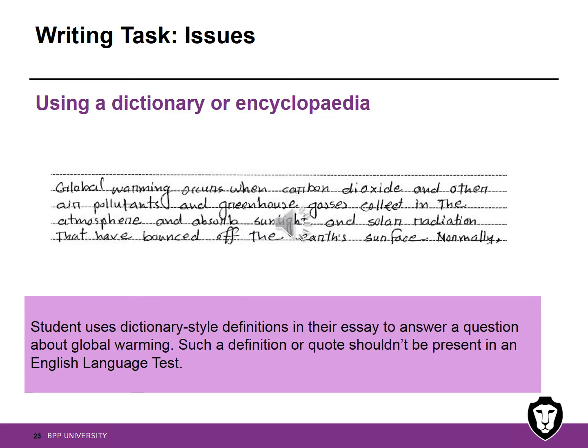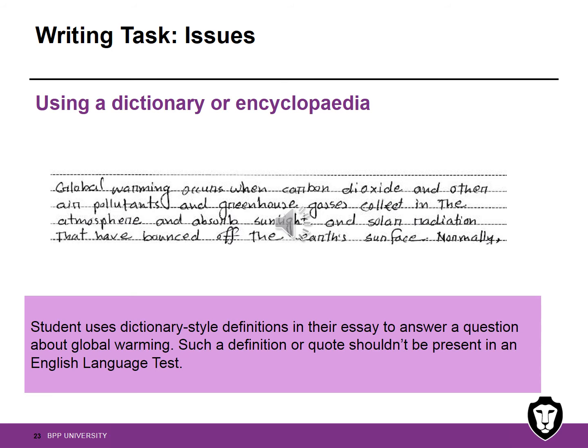In the next one, the student uses dictionary-style definitions in their essay to answer a question about global warming. Such a definition or quote should not be present in an English language test. We're looking for the student to express their own point of view. By all means, they should back this up, but it should be a text that's written by them. So let's have a little look at this.